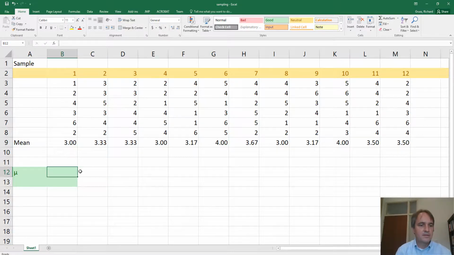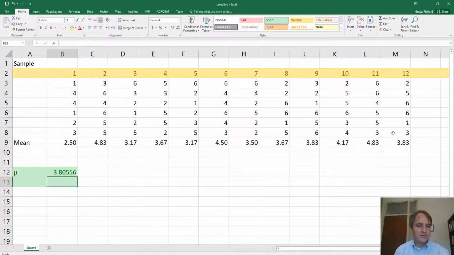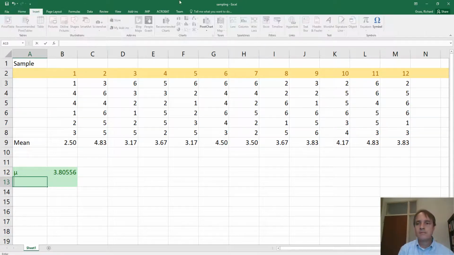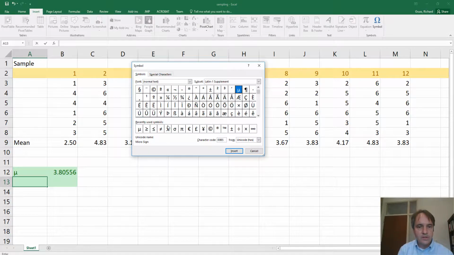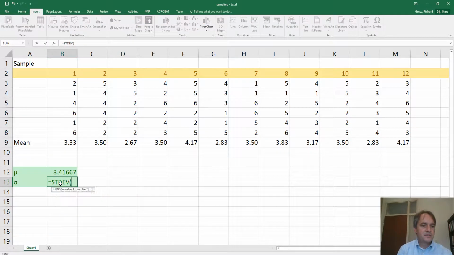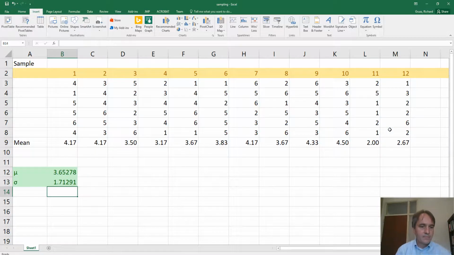Okay, so what's our mean? So we'll take the average. The population average of this whole population is 3.8. And our standard deviation. Now again, since we're talking about population, we want to use one of these Greek characters here. So that'll be there. And we can just do the standard deviation of this entire set of numbers here. Okay, so it's like 1.7.